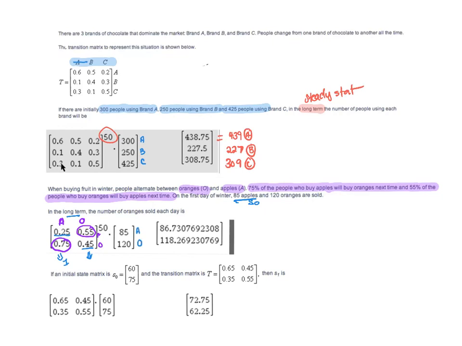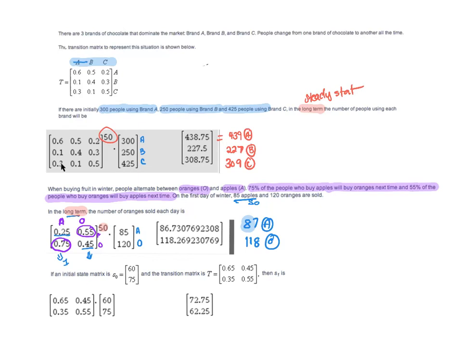And then because they've said in the long term, the actual question was long term, I've raised it to the power of 50. So we just probably make a statement that we have 87 apples, people buying apples, and 118 buying oranges in the future, in the long term.